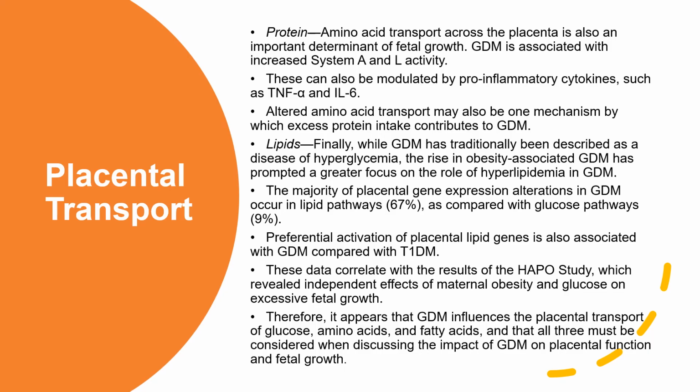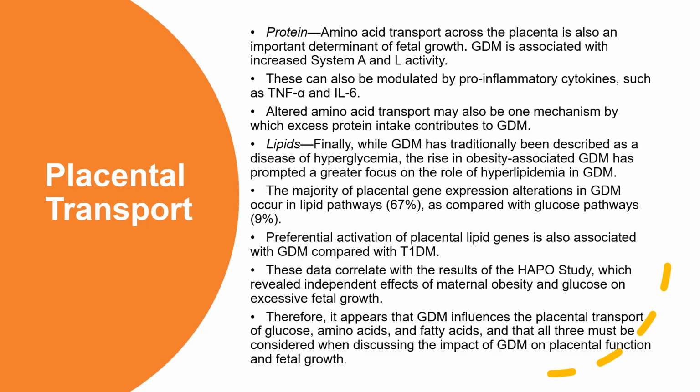Next is protein. Amino acid transport across the placenta is also an important determinant of fetal growth. GDM is associated with increased system A and L activity. This can also be modulated by pro-inflammatory cytokines such as TNF-alpha and interleukin-6. Altered amino acid transport may also be one mechanism by which excess protein intake contributes to GDM.